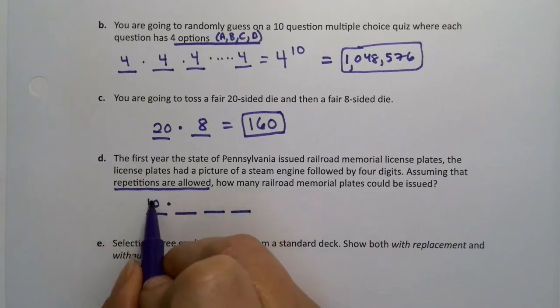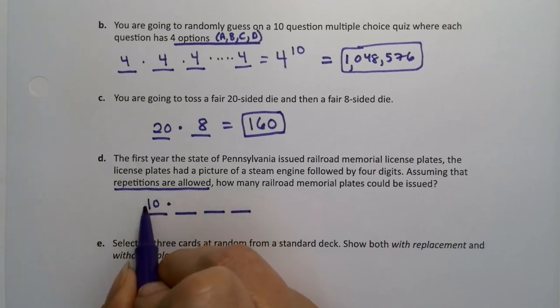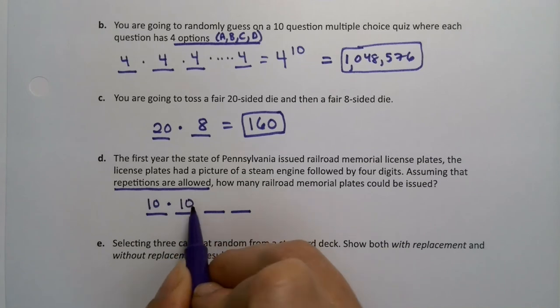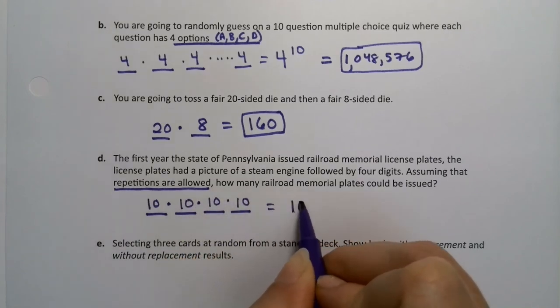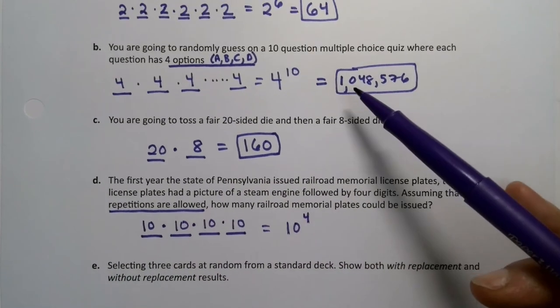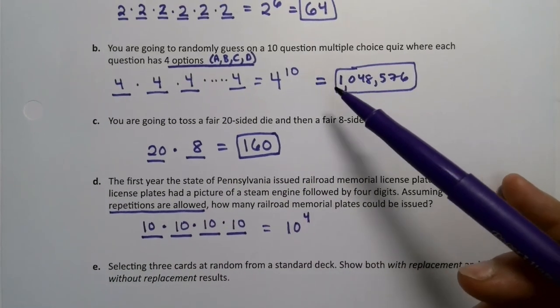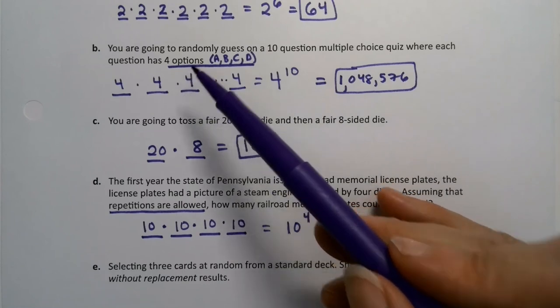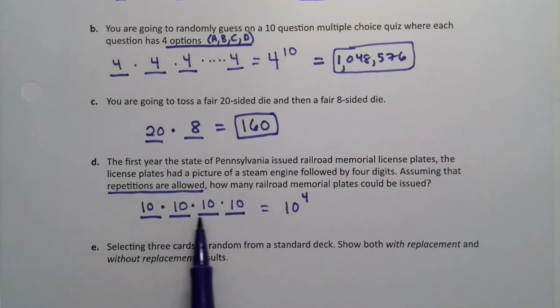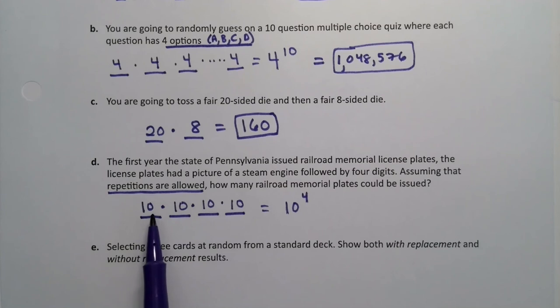So if that's the case, then there's 10 digits for the first option. Then there's also 10 digits for the next one, 10 for the next one, and 10 for the next one. So it's 10 to the fourth. It's almost the opposite of this question. This one had 10 questions where each of them had only 4 options. This one has 4 places. Each of them has 10 options, right? 4 digits, and each digit has 10 options.